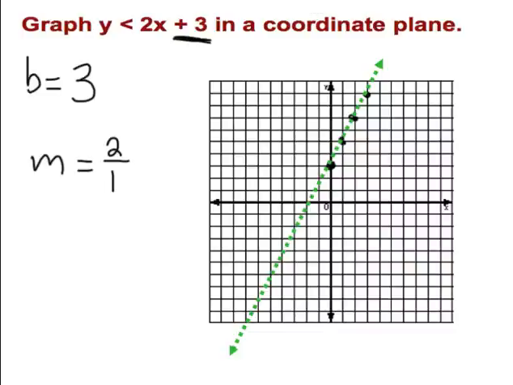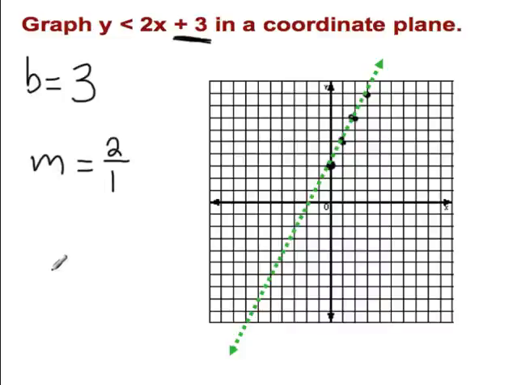Now, to decide what side you're going to shade on, pick a point. For me, I like to use the point 0, 0 whenever possible. The thing about picking a point is it cannot be a point on the line. If you look, the point 0, 0 is not on that dashed line. So I'm going to use the point 0, 0, and I'm going to plug it back into this inequality.